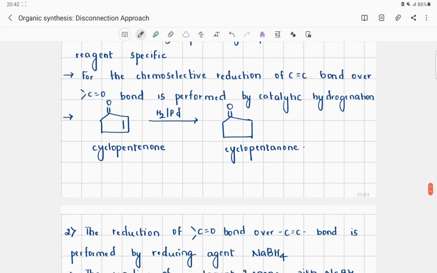Now, for example, let us observe this particular system. This is a cyclopentenone system. In the presence of hydrogen and palladium catalyst, only the C=C is reduced and the carbonyl carbon remains intact, to give cyclopentanone. Now we can observe here that I am doing a chemoselective reaction by not allowing the carbonyl carbon to react, whereas only the C=C reacts, and I have chosen a proper reagent, hydrogen and palladium catalyst.